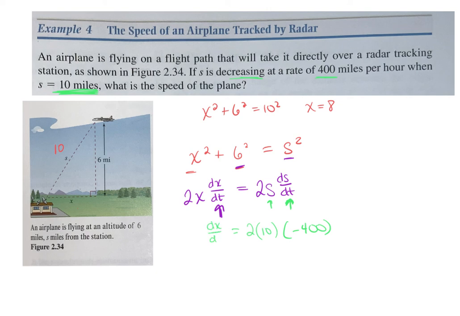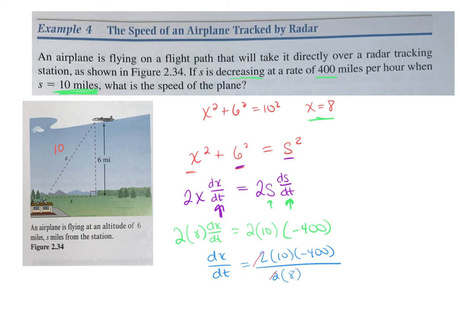Dx dt, I do not know the change in horizontal because that's what I'm looking for. 2, I actually know what x is going to be. If my height is constant at 6 and my hypotenuse is going to be 10 when I answer this question, my horizontal distance is going to be 8. So I also know that one as well. And so I'm going to plug all this in, and I'm just going to algebraically solve here. Dx dt equals 2 times 10 times negative 400. I'm just doing this so I don't actually have to calculate this, right? I can just cancel it out.